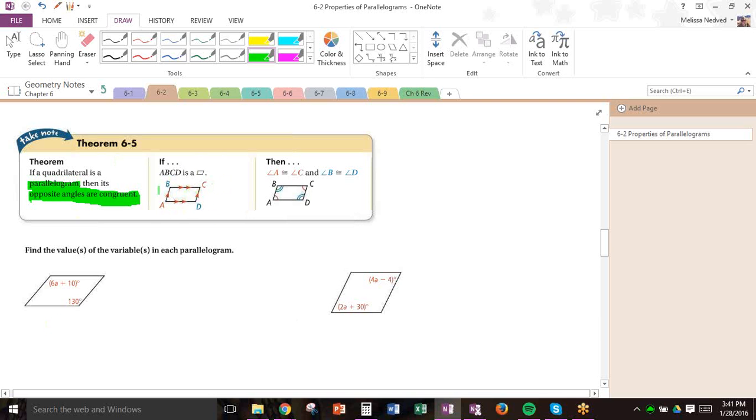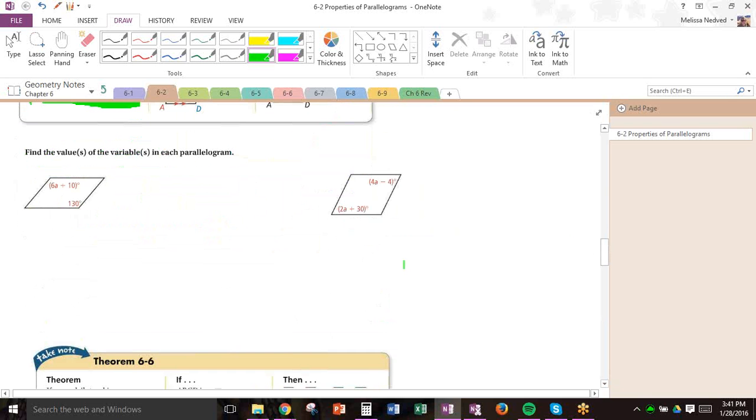So we still have that same property in place. We're adding properties on top of each other. So now we know consecutive angles are supplementary and opposite angles are congruent. And there's a really nice proof in your book to show you how you can derive one property from the other if you're interested in that.